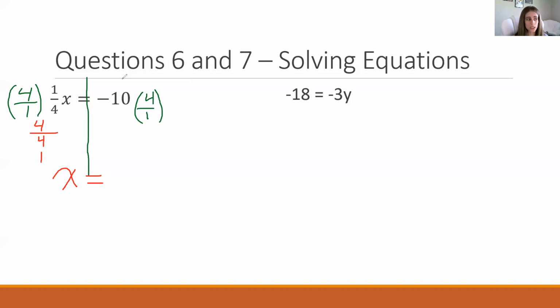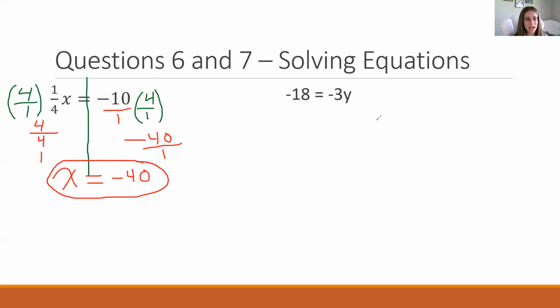All right, over here, -10 times 4/1. Well, to multiply fractions, we need them both to be a fraction. Remember, you can rewrite any number as a fraction by putting it over 1. Multiply straight across. -10 times 4, -40. 1 times 1 is 1. What can we simplify that to be? Yeah, just -40. And x is all by itself, so we're done.